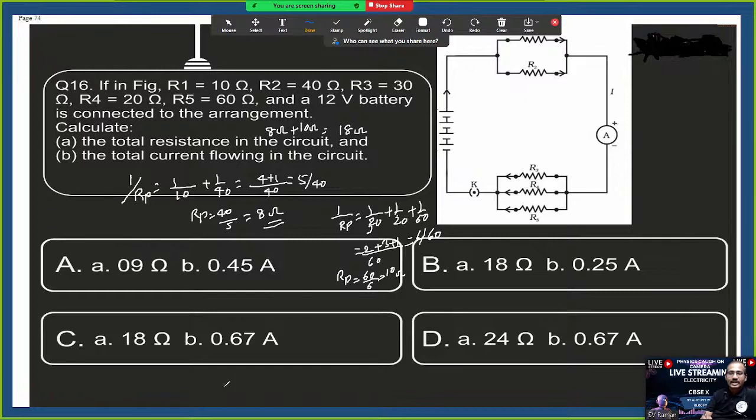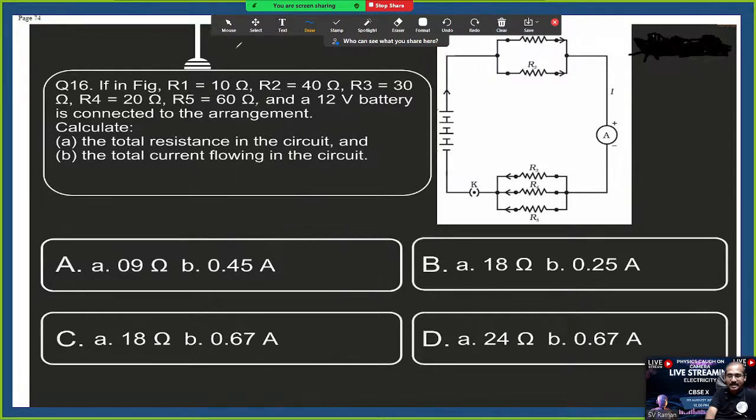Okay. So total current I is equal to V by R. So what V value is given? 12 volts battery. So 12 by the total resultant resistance, how much did we get? 18. So 12 by 18, how much is it? Again 2 by 3, which is 0.67 amperes. So 18 ohms and 0.67 amperes is the right answer.